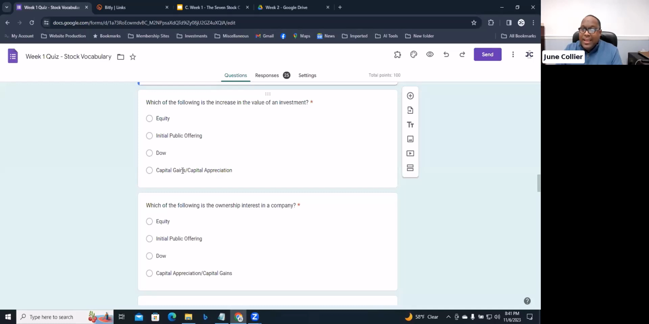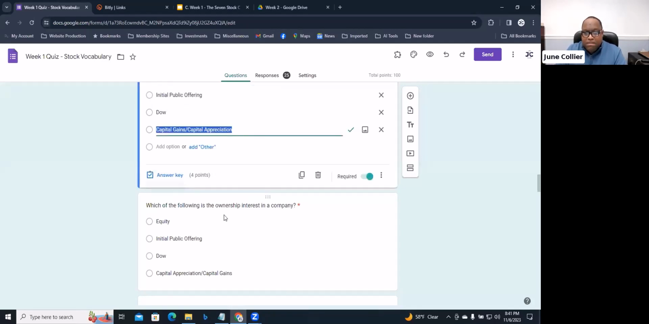And there's something called short-term capital gains and long-term capital gains, and that will determine how much you pay taxes on. We'll talk about those a little bit later, but that's known as capital gains.